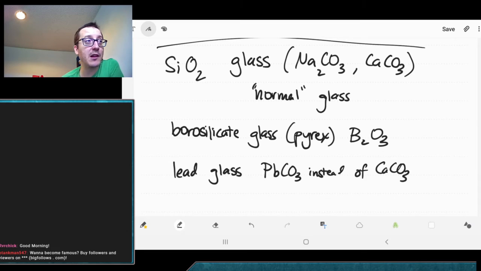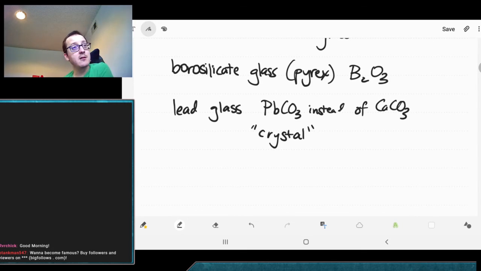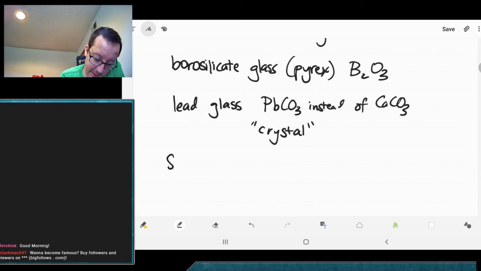They're extremely sparkly because they have a higher refractive index. They're very clear. They can be made very thin as well. And so you'll see those in kind of fancier crystal applications there. That's kind of the main use of silicon. Silicon does have a huge component of most minerals.